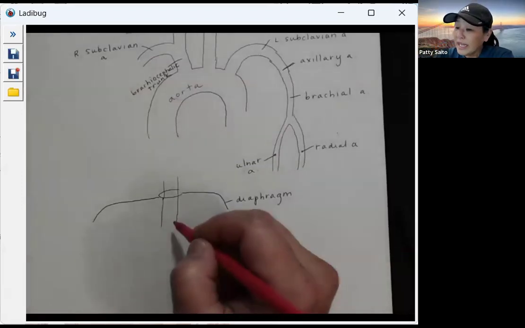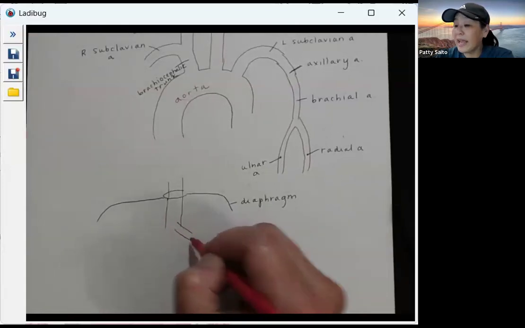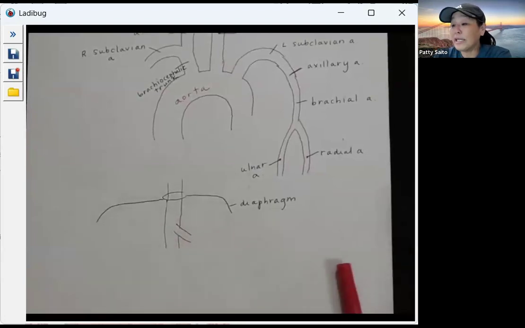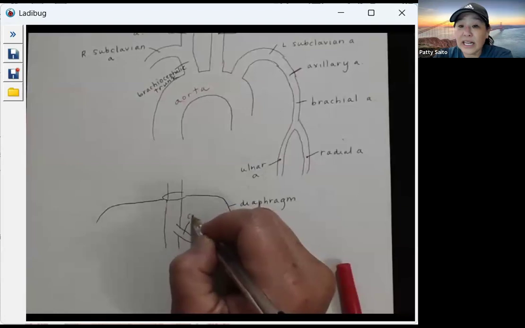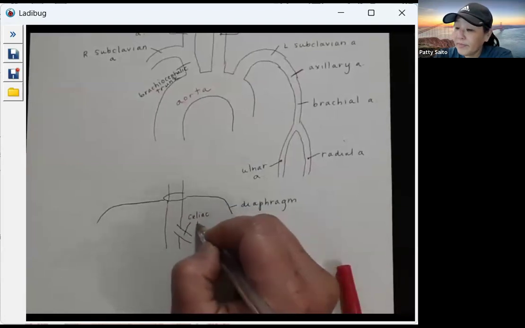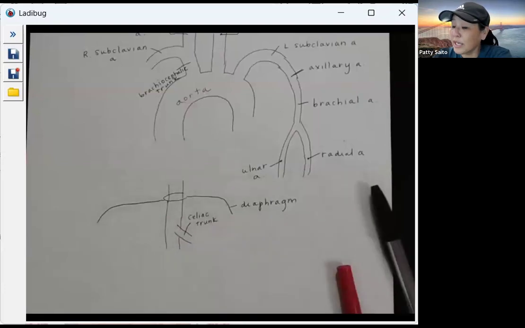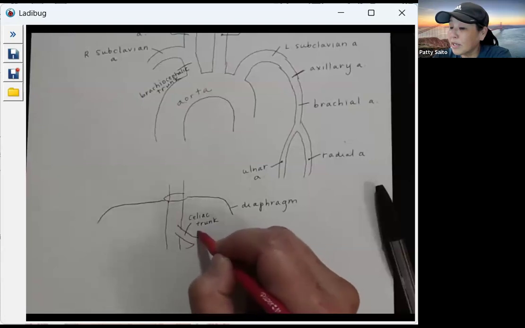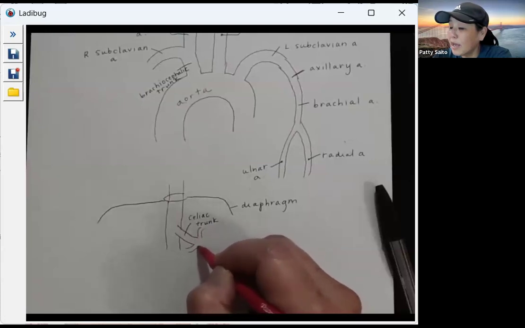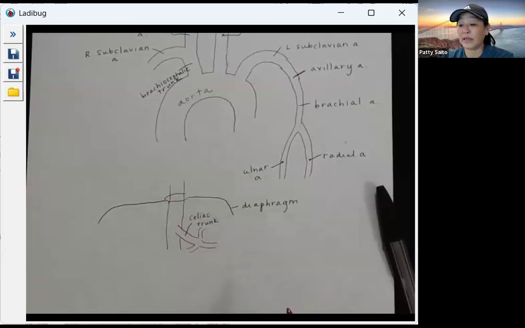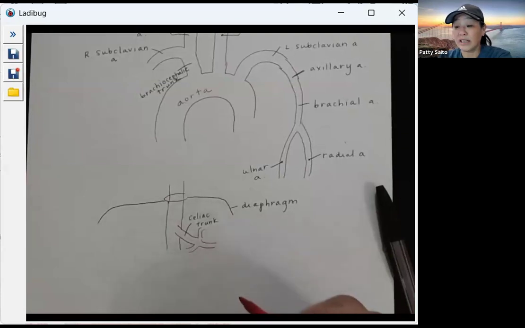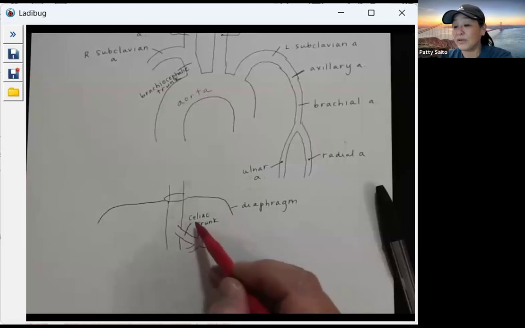The first one is the celiac trunk. Okay, so remember, a trunk is going to tell us what? It's going to branch again. So this is the celiac trunk. And in fact, the celiac trunk is going to branch into 3 branches. One's going to go this way, one's going to go up like this, and one's going to go that way. And they're going to go to different parts. One goes to the stomach, one goes to the spleen, one goes to the liver. Okay, but it begins at the trunk. I'm not going to ask you to do those.